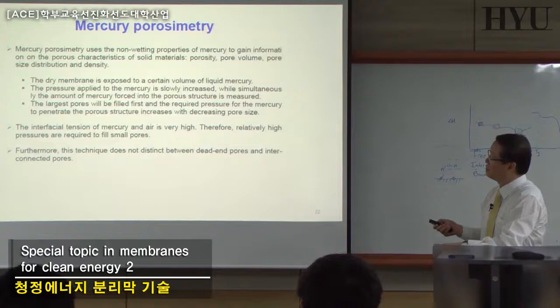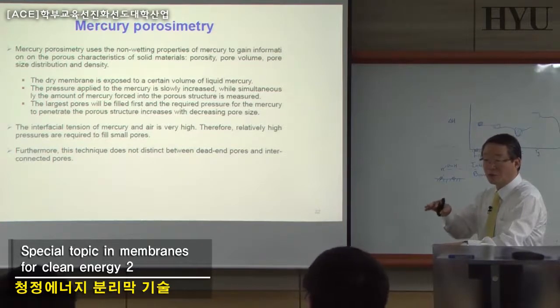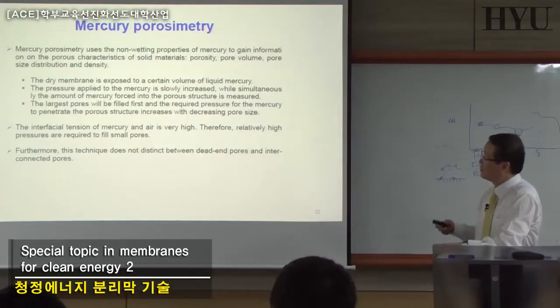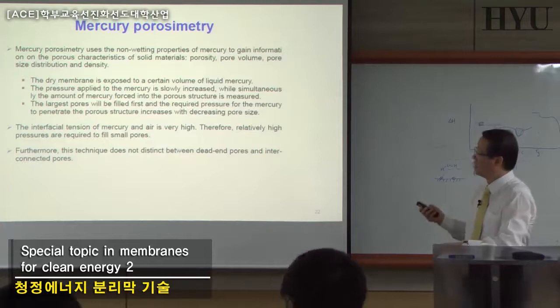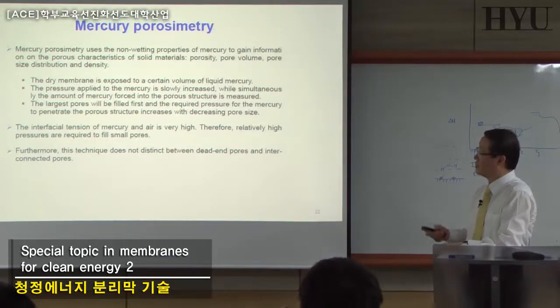So your dry membrane is put into the liquid mercury and pressure is applied. Then mercury will slowly go into the pores, and the force required and the amount of mercury intruding are measured. By using this, just like the bubble point, with porosimetry we can measure the pore size.